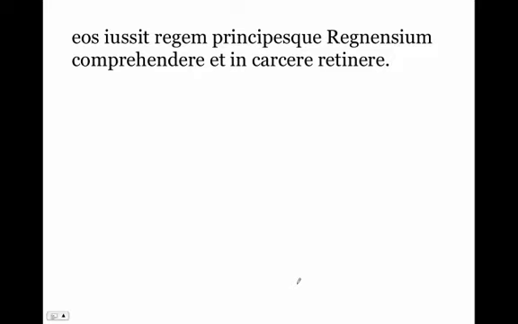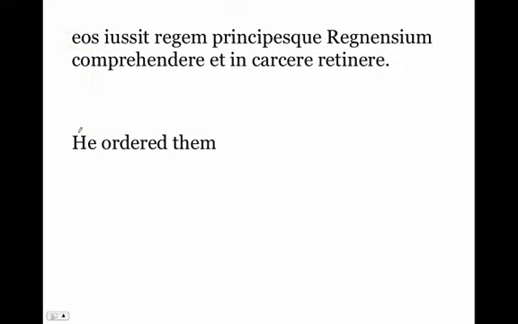Eos iussit regem principesque regnentium comprehendere et in carcere retinere. Eos, them, okay? I want you to know the word eos as a vocab item that means them. If I were to start a sentence in English and I said, them, okay, you'd be confused. You'd be like, what's he doing here? Them can't start a sentence. Well, them can start a sentence in Latin. It's just that you don't want it to be your subject. Eos iussit. He ordered them.